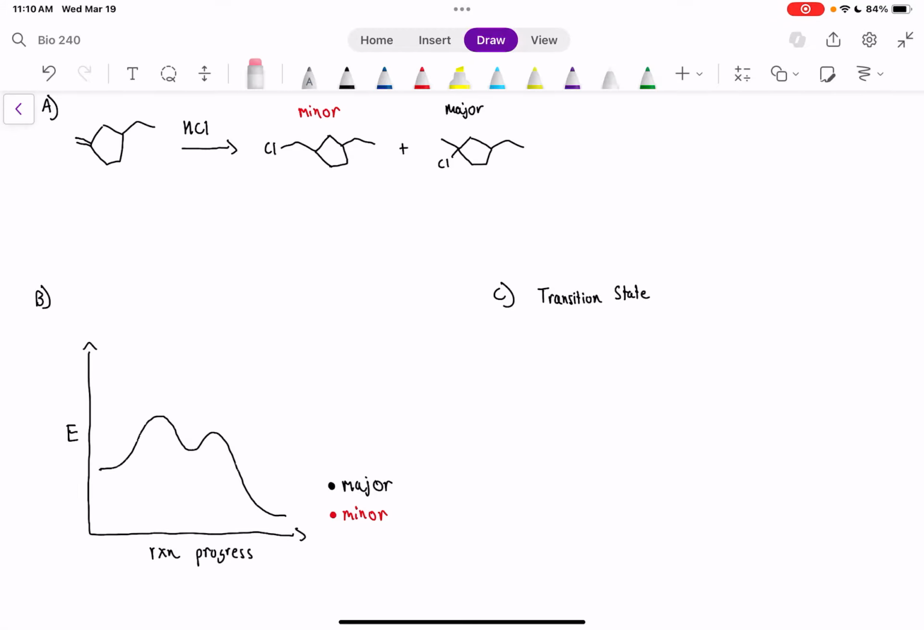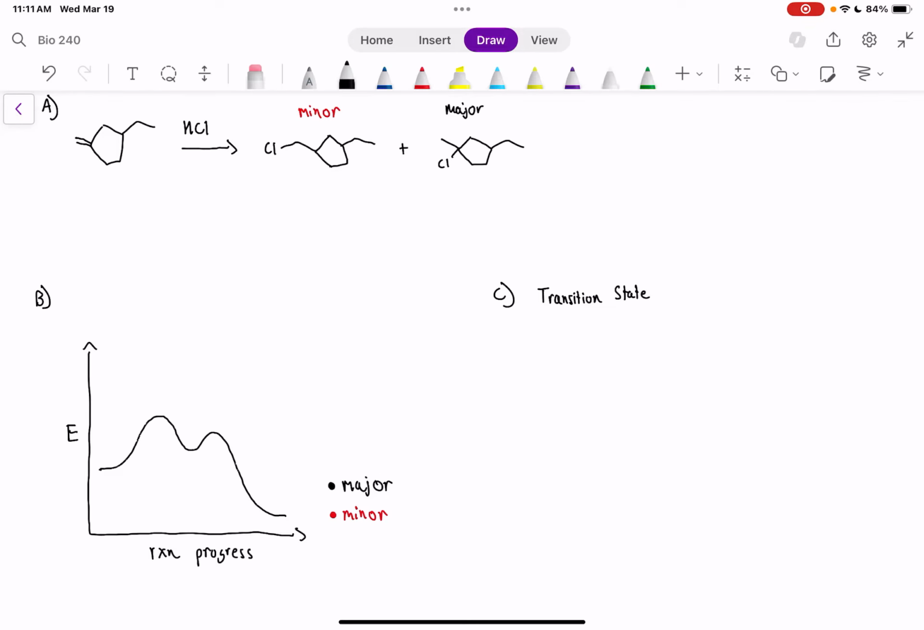All right. Hey everybody, I'm going to be working through problem 5, parts B, C, and D today. If you forgot what 5A was, it's the reaction of this alkene with HCl to make both a minor and major product based on some regioselectivity differences. Part B is asking us to draw the difference in the reaction coordinate diagrams between the major and minor products.